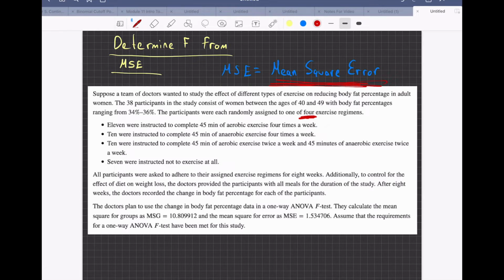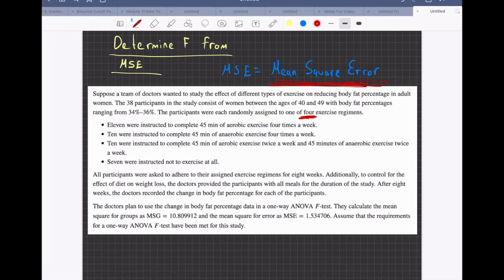All participants were asked to adhere to their assigned exercise regimen for 8 weeks. Additionally, to control for the effect of diet on weight loss, the doctors provided the participants with all meals for the duration of the study. After 8 weeks, the doctors recorded the change in body fat percentage for each of the participants.